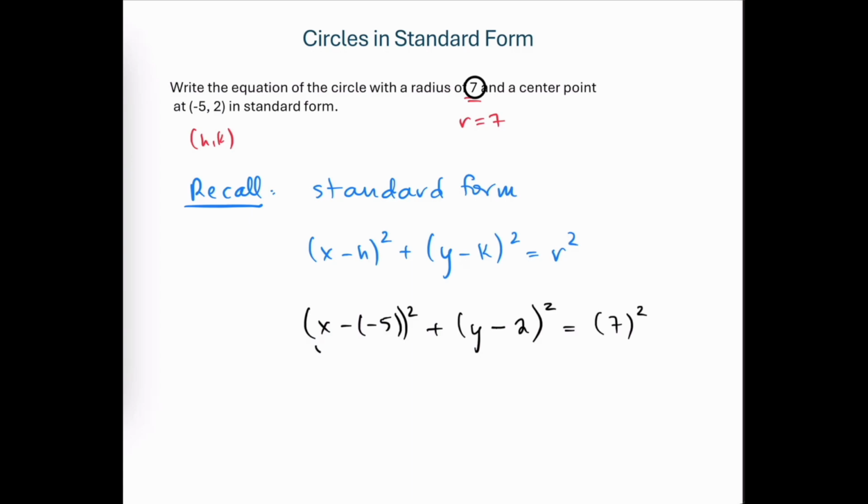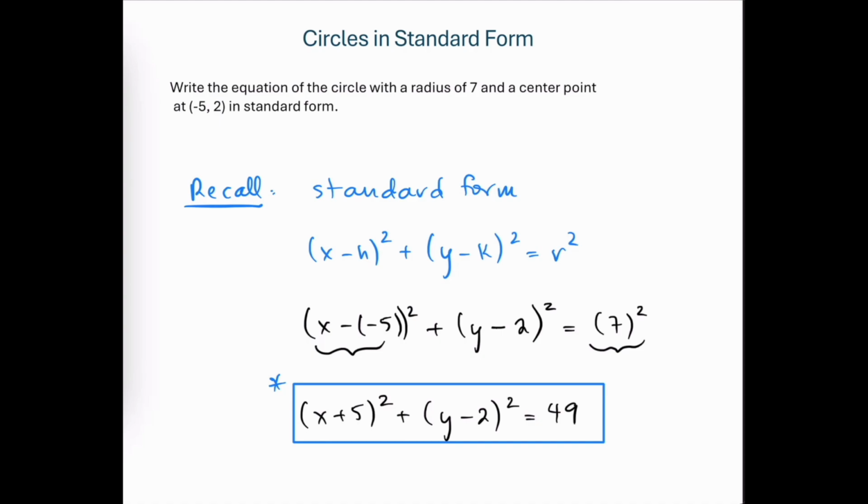From here, we're only going to take a small cleanup step. We'll call minus a negative a plus. We'll also call 7 squared 49. So this then becomes (x + 5)² + (y - 2)² = 49. And this is the standard form of the equation of a circle whose center is at (-5, 2) and whose radius is 7.